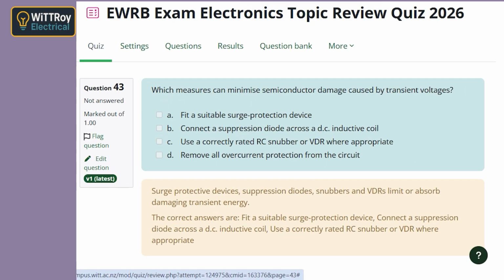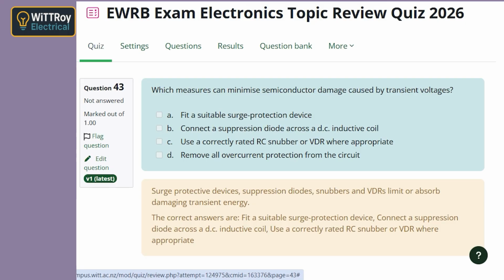Question 43. Which measures can minimize semiconductor damage caused by transient voltages? I answered that the overcurrent protection should be removed. I thought that might stop nuisance operation during the test, but it doesn't sound like a safe precaution. Well, that choice sounds possible at first, but it does not fit the circuit. Let's check the key facts. Removing overcurrent protection creates another hazard and does not control voltage spikes. Suitable measures include a surge protection device, a suppression diode across a DC coil, or a correctly rated RC snubber or VDR. Each provides a controlled route for transient energy or clamps the voltage.